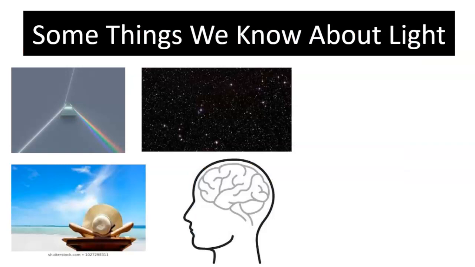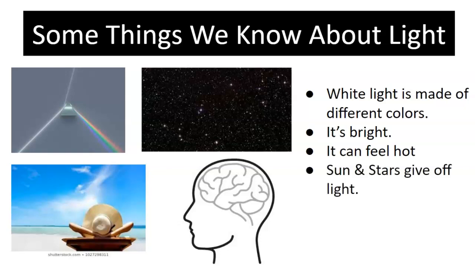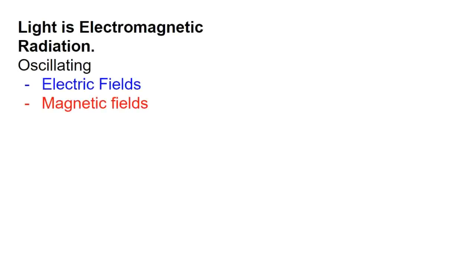Well, some things you likely know about light is that white light is made of different colors. So if you shine a white light through a prism, then it will split apart into different colors and appear as a rainbow. You may also know that light is bright, it can feel hot, and natural sources of light are the sun and stars. But what exactly is light? We said it's called electromagnetic radiation.